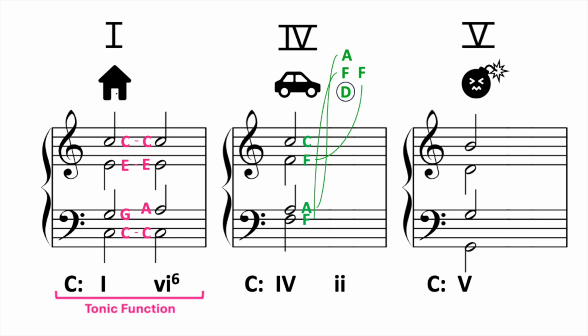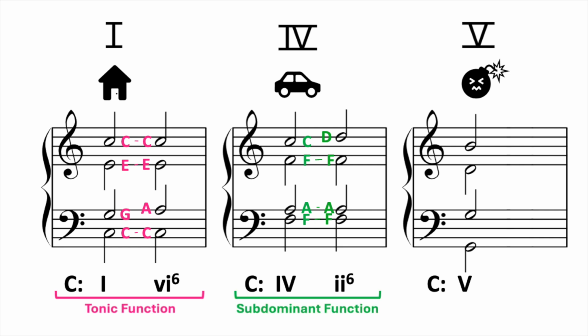If we place this chord in second inversion, we can keep all of these common notes in the same voice parts. We can then place D just one tone higher than the C in the soprano voice. As with our tonic function chords, these chords are almost identical, and we can say that they both have subdominant function.